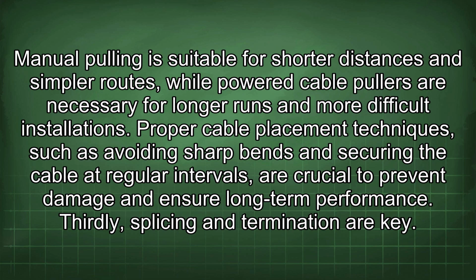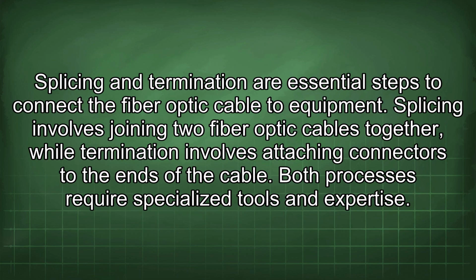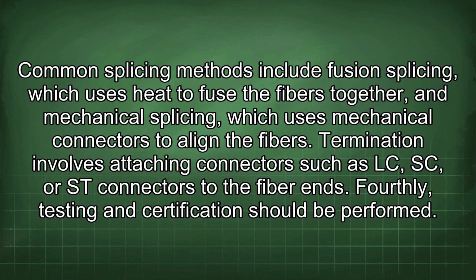Thirdly, splicing and termination are key. Splicing and termination are essential steps to connect the fiber optic cable to equipment. Splicing involves joining two fiber optic cables together, while termination involves attaching connectors to the ends of the cable. Both processes require specialized tools and expertise. Common splicing methods include fusion splicing, which uses heat to fuse the fibers together, and mechanical splicing, which uses mechanical connectors to align the fibers. Termination involves attaching connectors such as LC, SC, or ST connectors to the fiber ends.